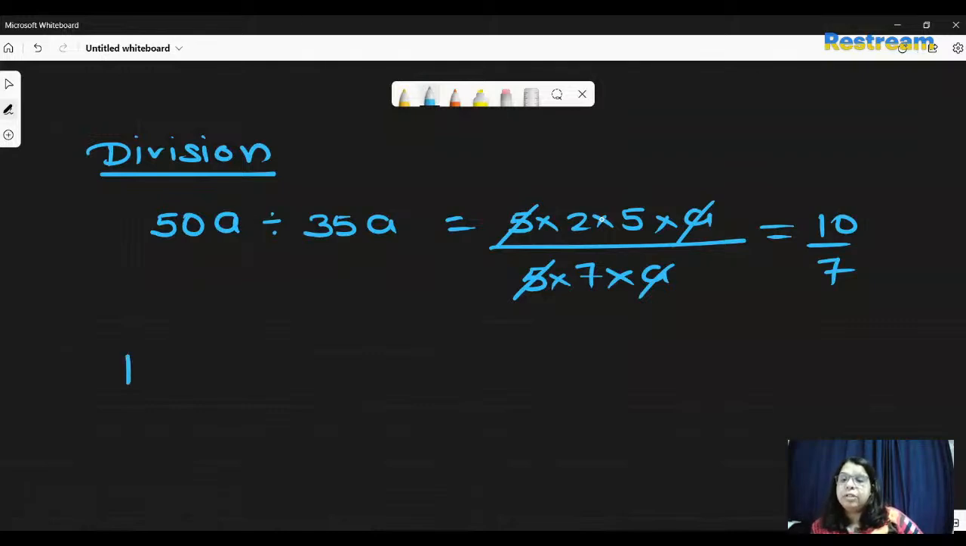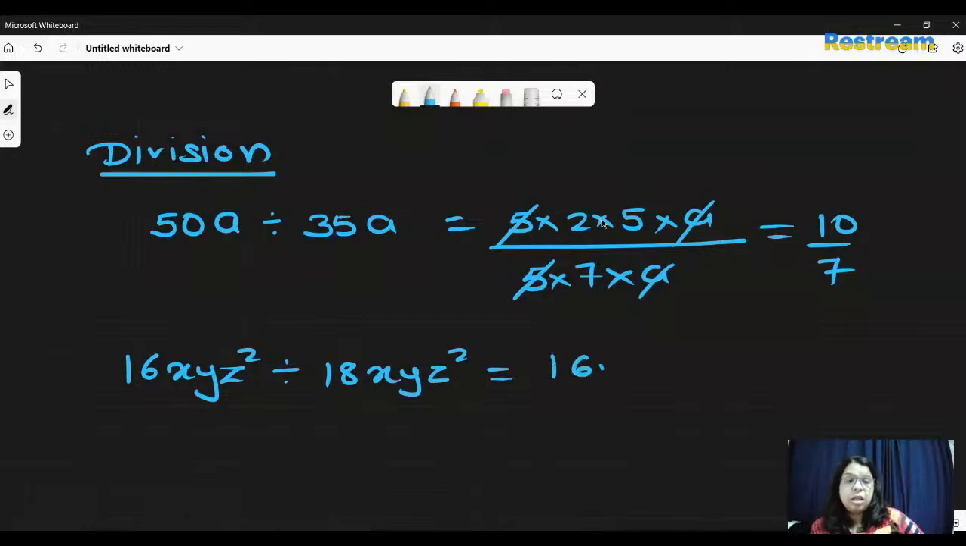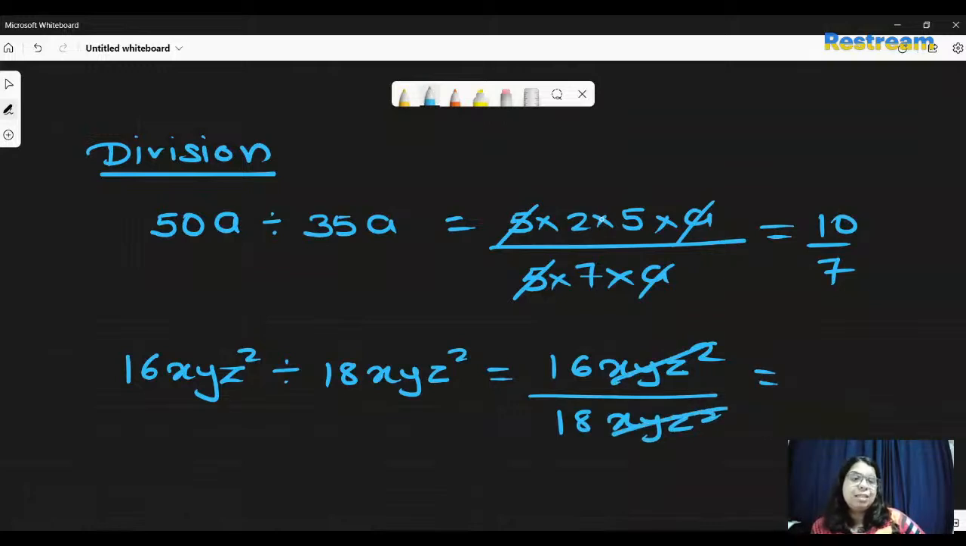Or let's say I have 16xyz square divided by 18xyz square. So basically we now know that xyz square and xyz square is going to get cancelled. So this whole term is going to get cancelled, and 16 by 18 is 8 by 9. So this was for like terms.